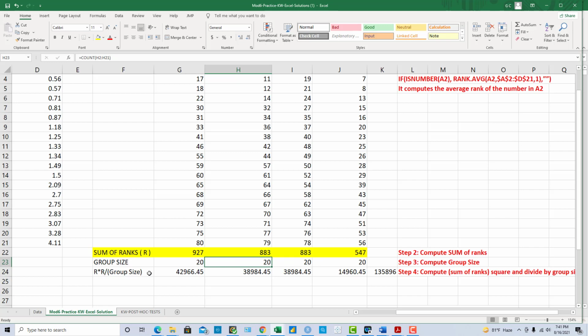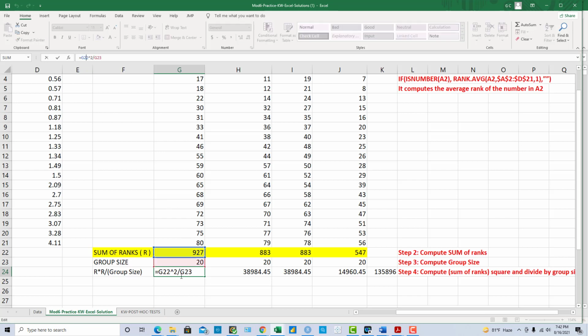Now, after that, we square the ranks. In row 24, we square the ranks. So if you look at this, the formula here is G22 square. We square the ranks and we divide by the group size, and then that's what we do in step 4.